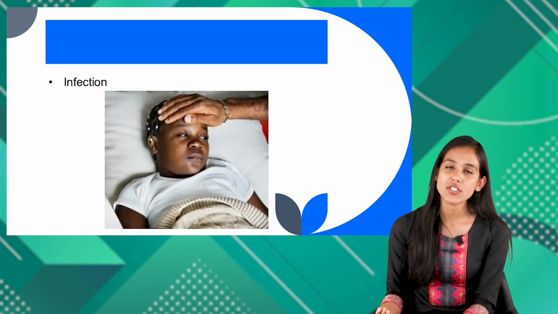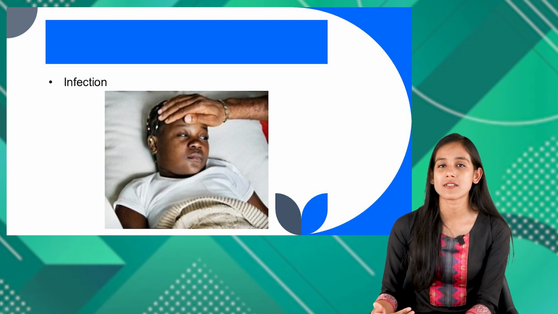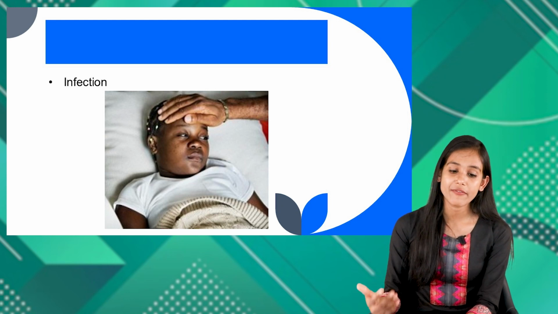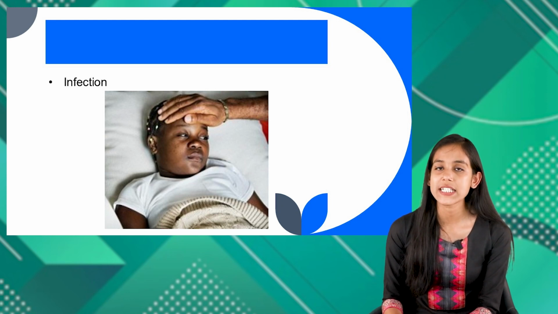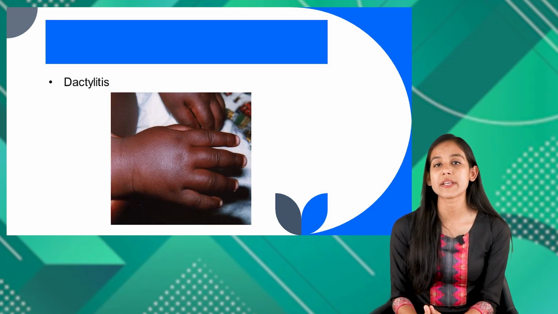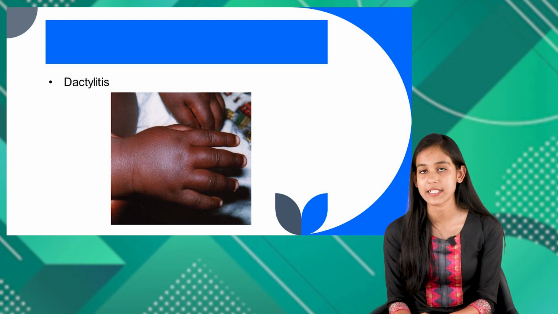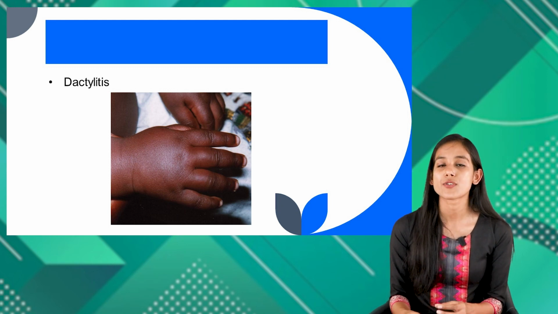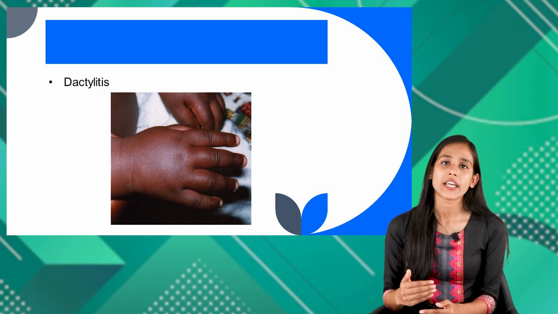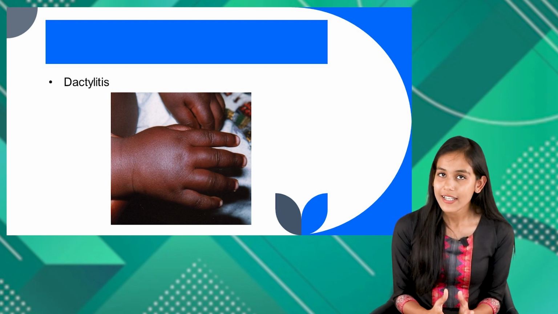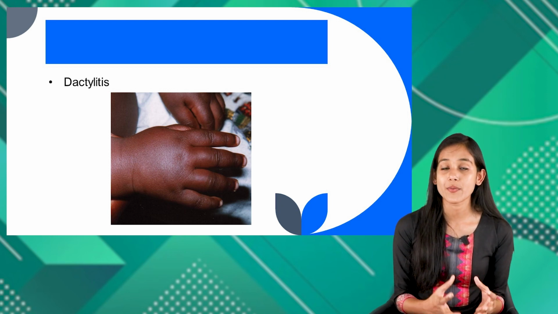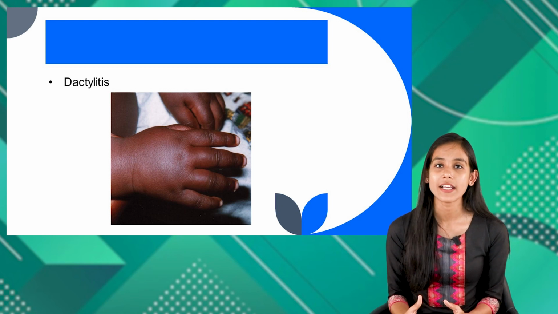Also, there might be infection, again because the spleen is overworking, and because of that there would be infection. Apart from these things, there would be dactylitis. Now, what is dactylitis? Dactylitis means there would be swelling of the extremities of the hands and feet. So in a child who has sickle cell anemia, or is experiencing sickle cell crisis, we can see that there will be swelling of the hands and feet.